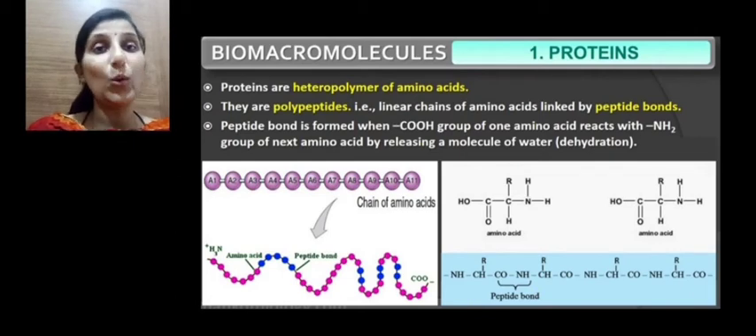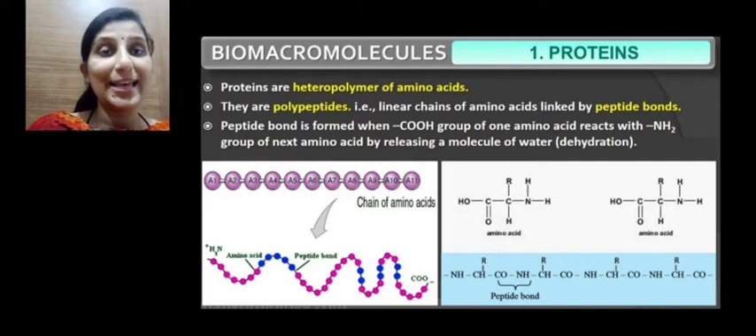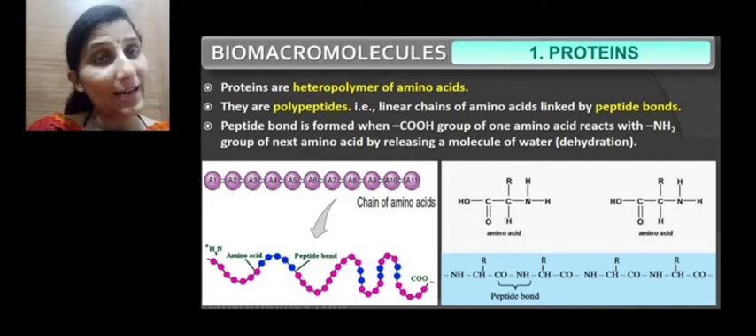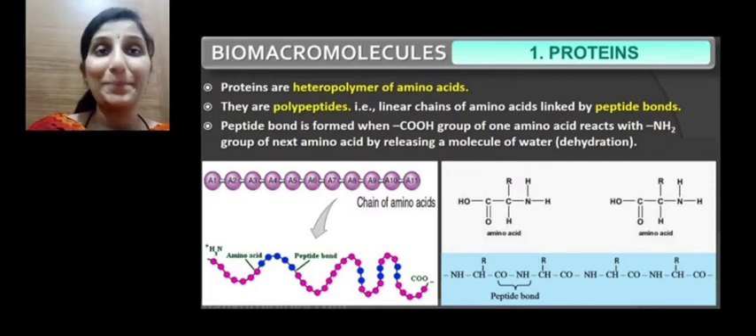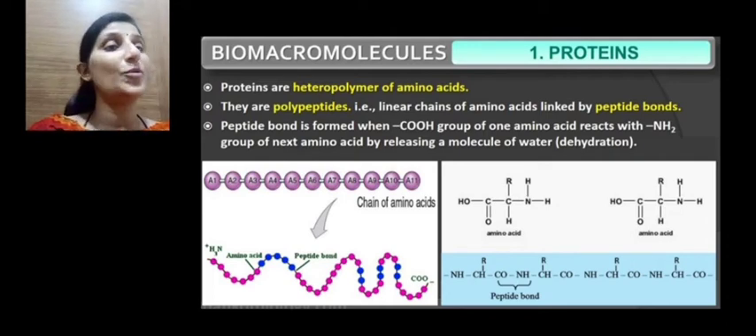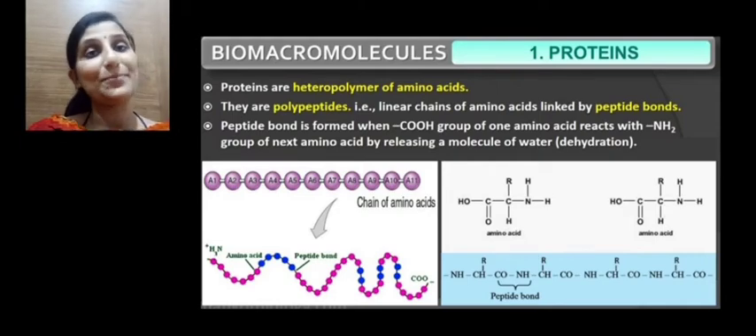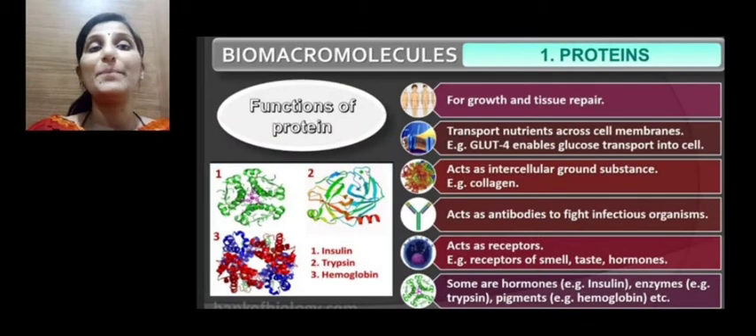The COOH, the carboxyl group of one amino acid, is getting linked to the amino group of the adjacent amino acid, forming a peptide bond. So many peptide bonds join together to form a polypeptide chain. A peptide bond is formed when the carboxyl group of one amino acid reacts with the amino group of the next amino acid by releasing a molecule of water. And many peptide bonds together form a polypeptide chain.